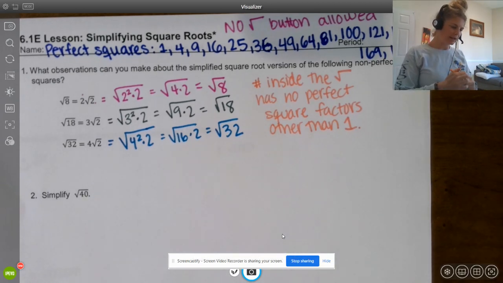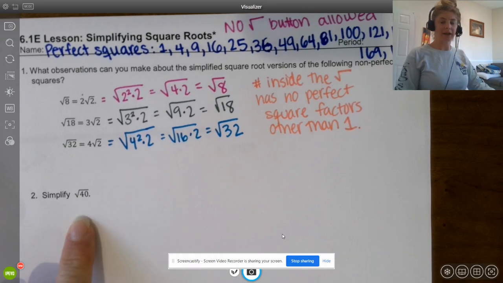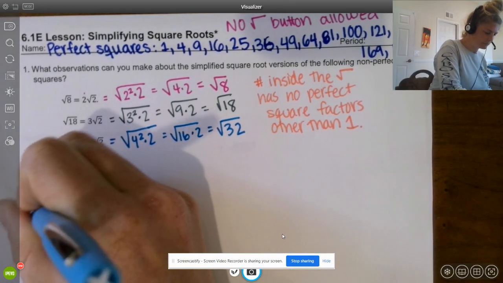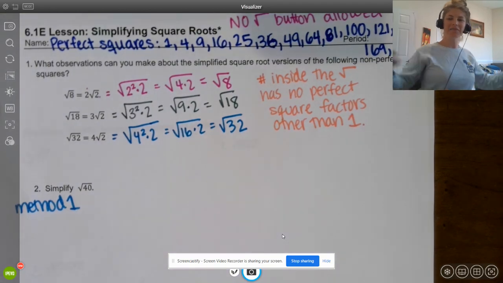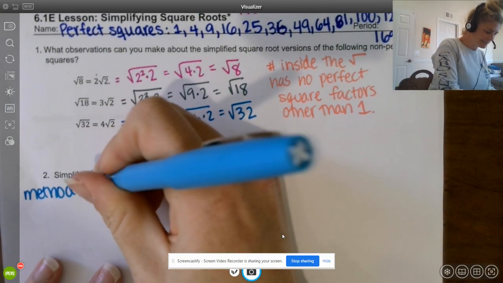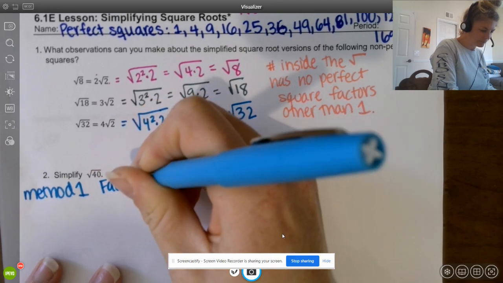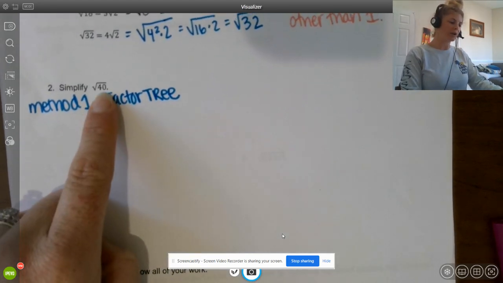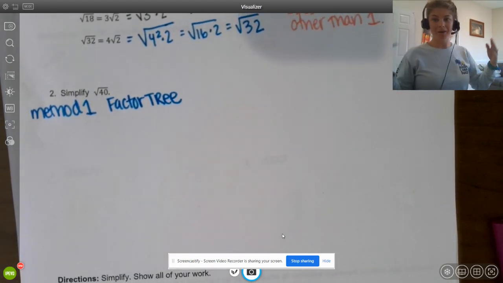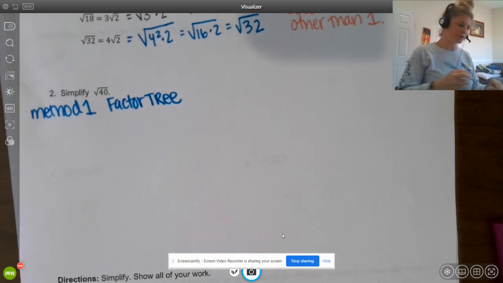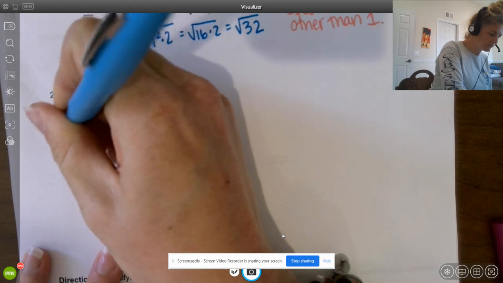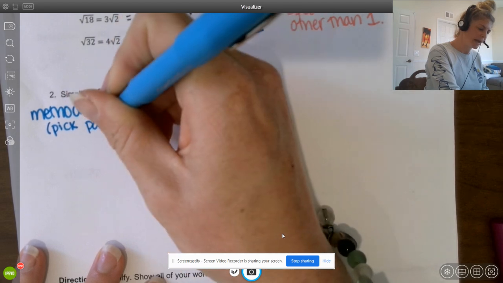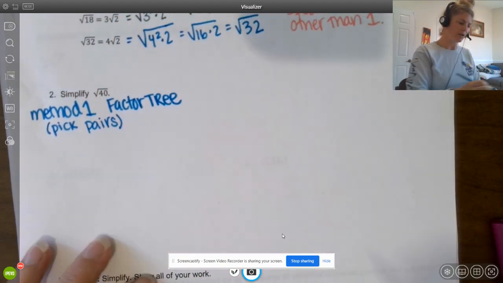So the next thing we're going to look at is simplifying. There are 2 methods you can use to simplify. We're going to talk about method 1, which is a factor tree. On a factor tree, remember, square roots and squares are inverse operations, so we want to look for pairs. You're going to pick pairs off your tree. Not the pears you eat, although delicious, but pairs, P-A-I-R-S. Pick pairs off your tree.